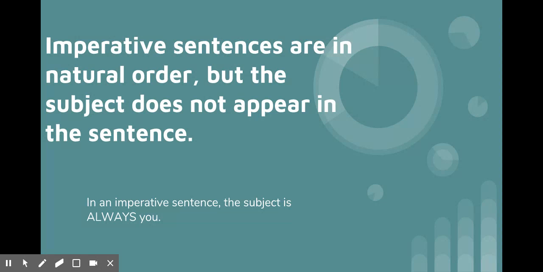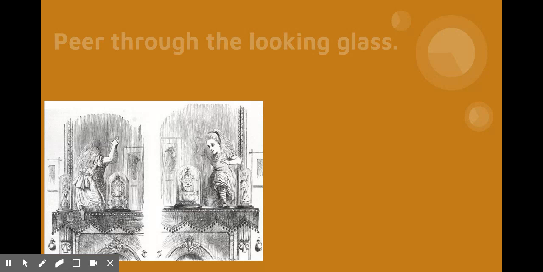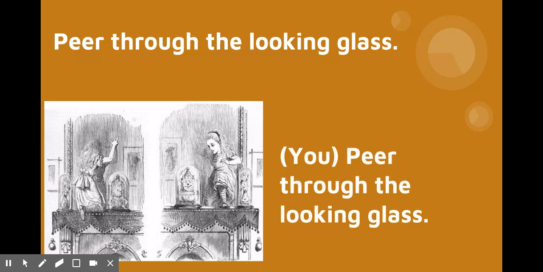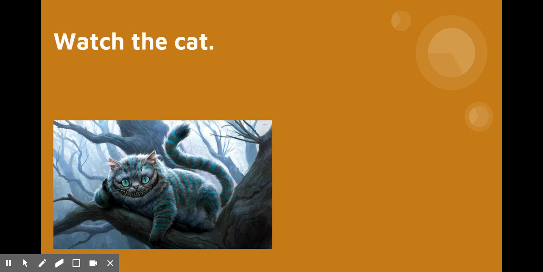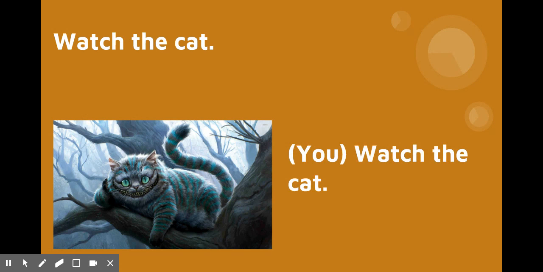Now, imperative sentences are in natural order, but the subject doesn't appear in the sentence. Okay, remember that we've talked about this before, that in imperative sentences, the subject is always going to be you, but it is what we call an understood or implied you. You're actually not going to see the word you in the sentence. Okay, like this, peer through the looking glass. What I'm actually saying is, you peer through the looking glass. I'm giving that command. Watch the cat. What I'm really saying is, you watch the cat. Okay, but I'm never going to use you when I'm giving that command in an imperative.